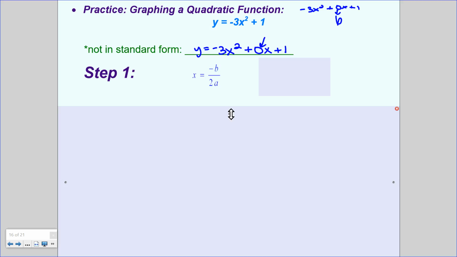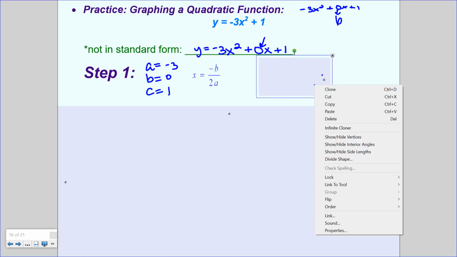So to find your step 1, the axis of symmetry and the x value of your vertex, we're going to first jot down what the values of a, b, and c are. A is -3, B is 0, and C is 1. And fill those pieces into our standard form.